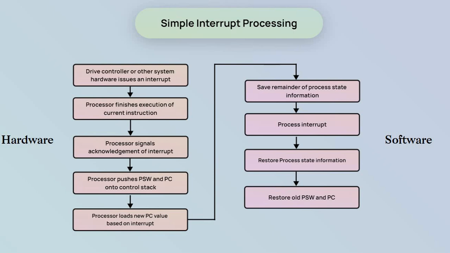Now, followed by the software part, it saves the remainder of the process state information. Then it processes the interrupt, which is followed by restoring process state information, and then finally it restores the old PSW, that is program status word, and PC, that is program counter.